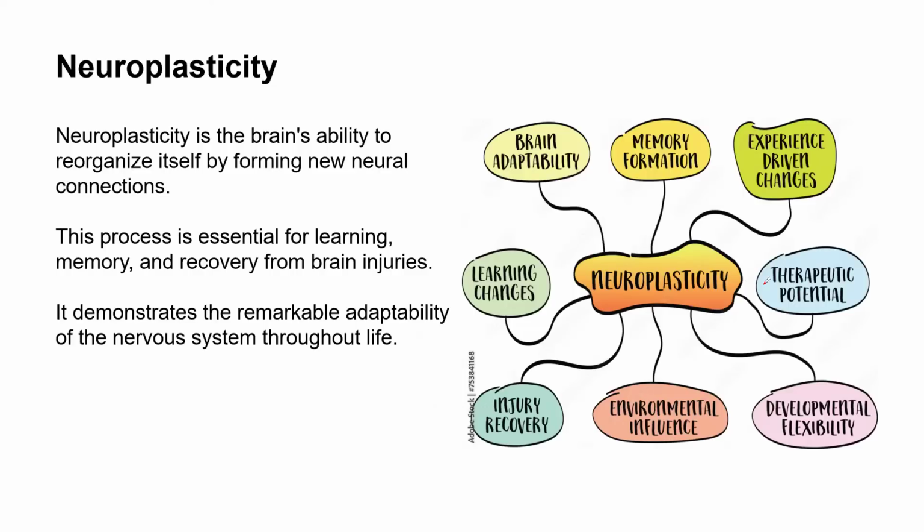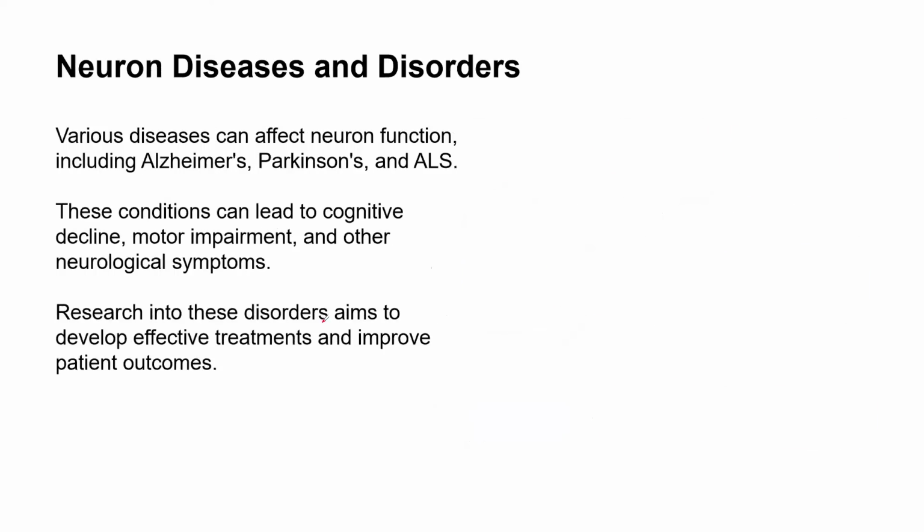So you can see how neuroplasticity has many applications. One, it has therapeutic potential, that is disease treatment, and other applications are developmental flexibility, environmental influence, injury recovery, learning changes, brain adaptability, memory formation, and experience driving changes. So all these are the applications of neuroplasticity. So this neuroplasticity demonstrates the remarkable adaptability of the neurons or nervous system throughout life.